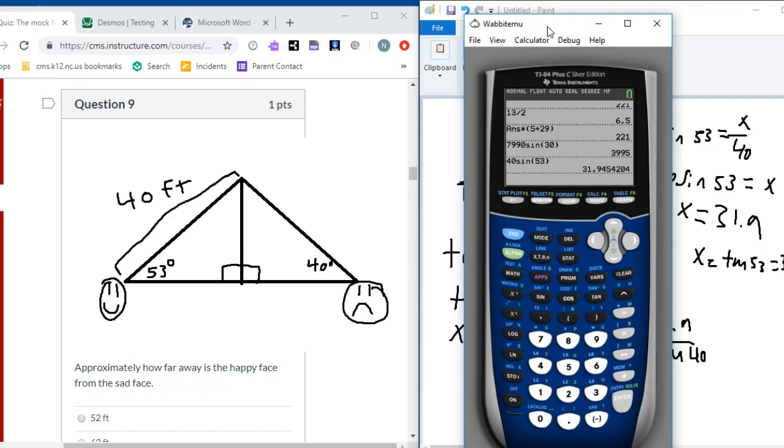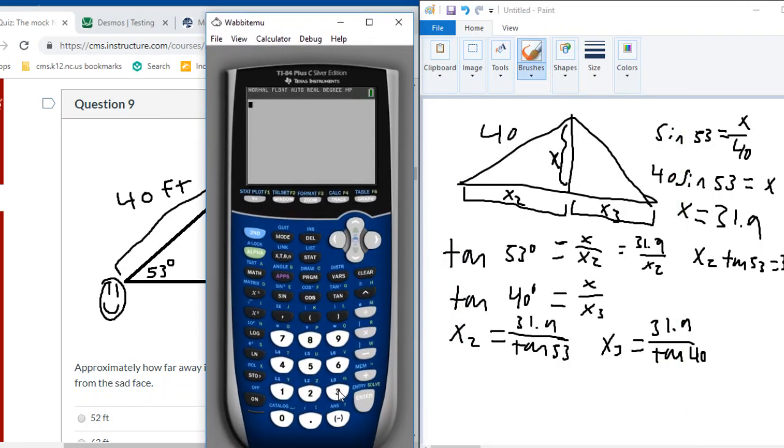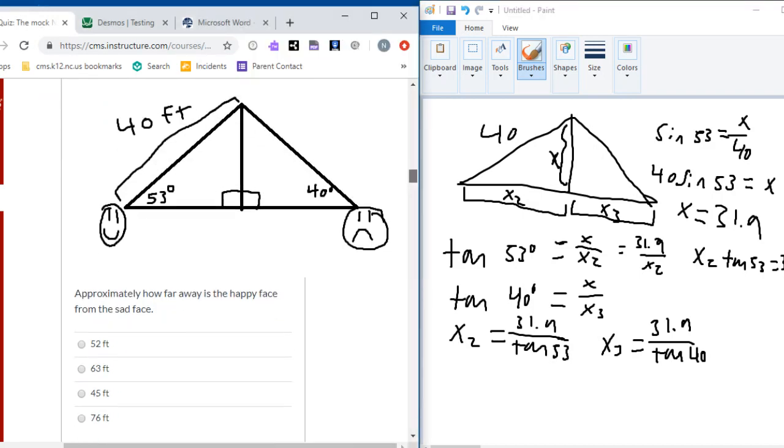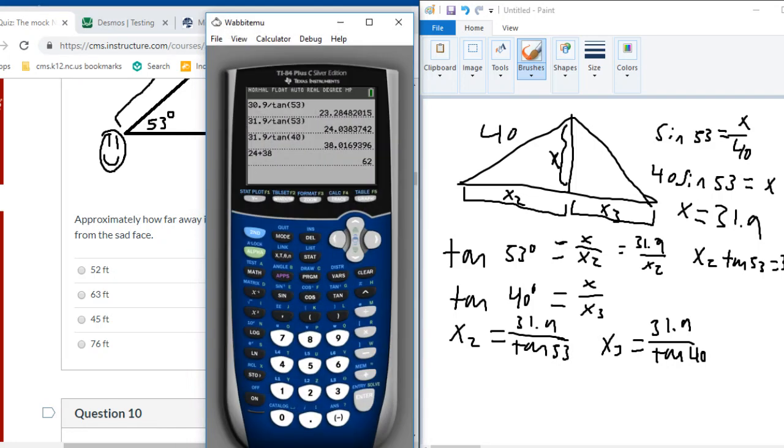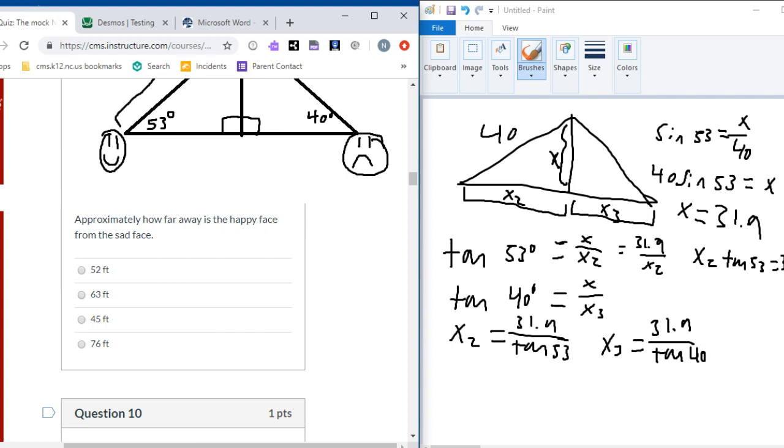So if those ratios make sense to you, you can, in your calculator, do 31.9 divided by the tangent of 53. That is 23.28. Sorry, I'm going to do 31.9 divided by the tangent of 53, and I do 31.9 divided by the tangent of 40. That's 24. That's 38. I add the two, 24 plus 38. That's 62. Well, that's 62.62, but the best answer choice is 63.